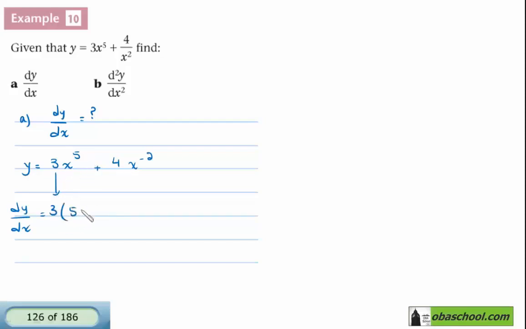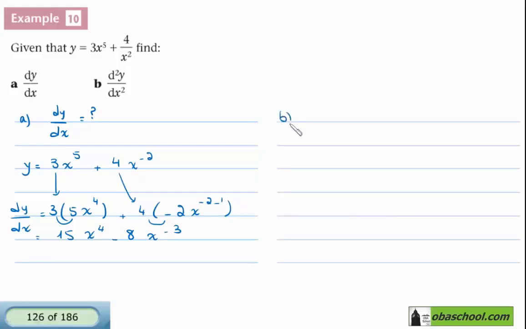For the first term, it's 3 multiplied by the power 5, multiplied by x, and we reduce 1 from the power. Similarly, plus 4 multiplied by the power, that is minus 2, multiplied by x, and we reduce 1 from the x power, giving minus 3. Then we get 3 multiplied by 5 is 15, x to the power 4, plus 4 multiplied by minus 2 is minus 8, multiplied by x to the power minus 3. Thus now we found the first derivative.